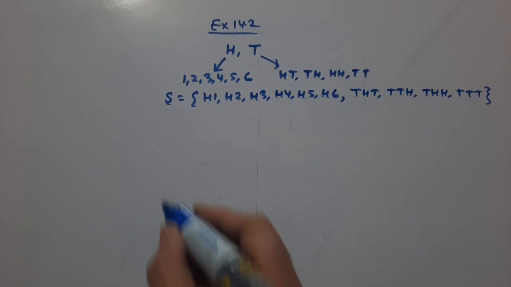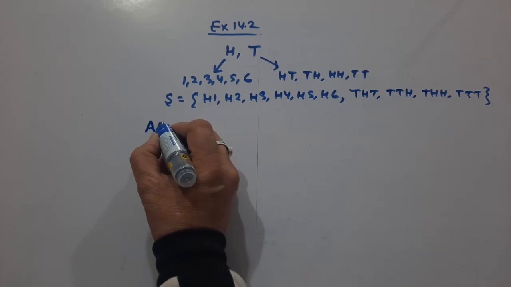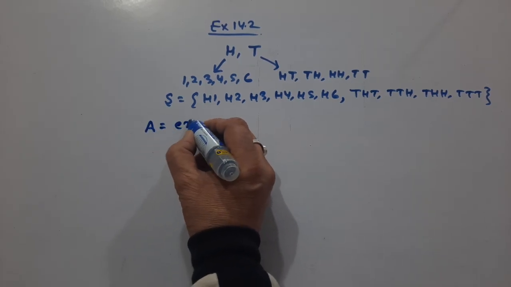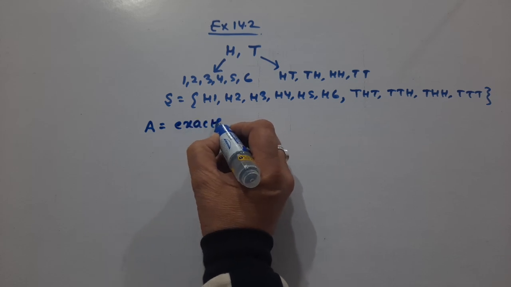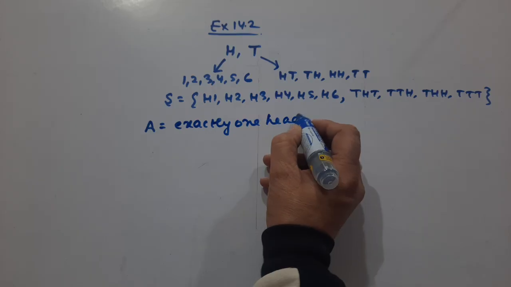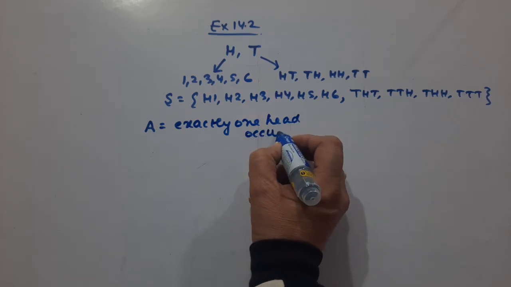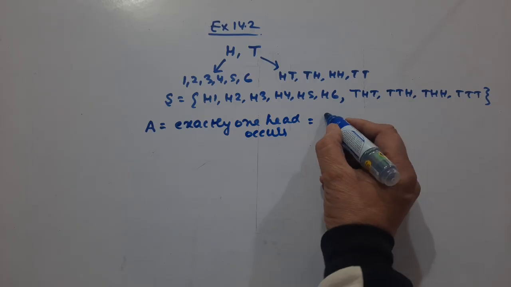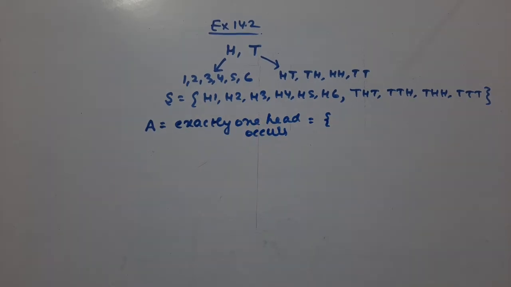Now we have to define the events. Event A is exactly one head. Exactly one head occurs. Now students, we have to write those sample points in which exactly one head occurs. So that is our event A.